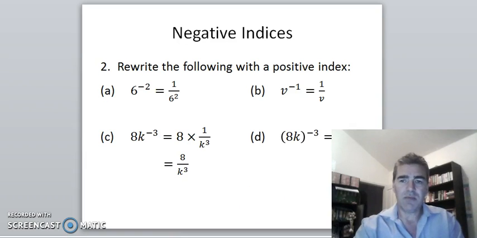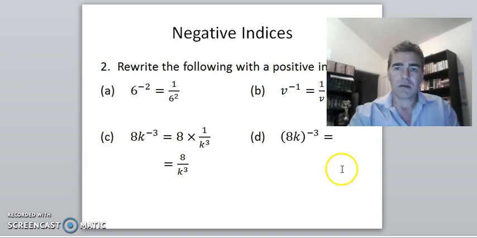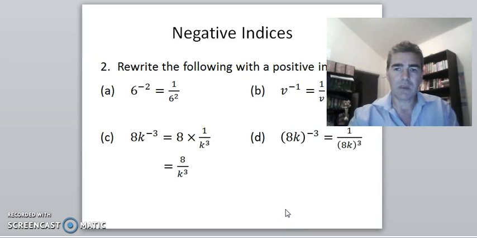So let's try another example. We now have 8k, all of that is to the power of negative 3. When it's negative 3, it's going to be 1 over, and we take all of that, put it in the denominator, and it now has a positive index. So it's now positive 3. And from the work we were doing before, power of a power, I can share that power of 3 in with the 8 and that power of 3 in with the k. So I can simplify that a little bit more. 8 to the power of 3 is 512, and then we've got k to the power of 3.